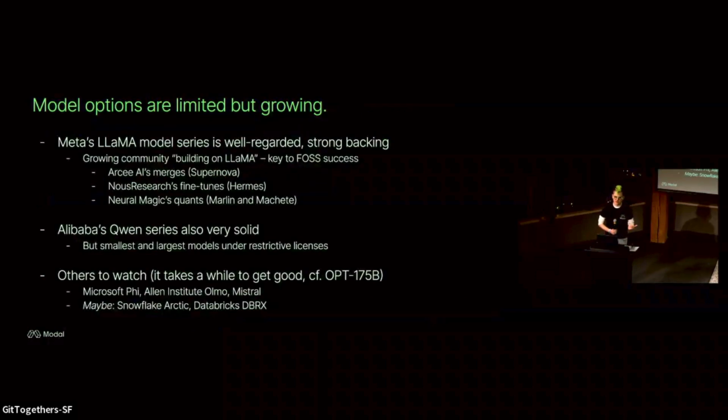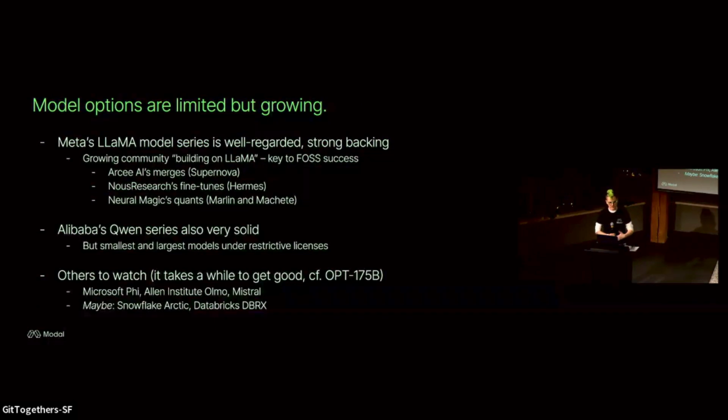The model options right now are fairly limited, in that for the level of capabilities that's legitimately useful and in a format that's cost effective to run, there are very few options. Meta's Llama model series is very well regarded, with the strong backing of Meta. And there's a growing community building on it. Community buy-in is really important to open source success, and Llama seems to be succeeding here. There are merge kits and merges on top of it.